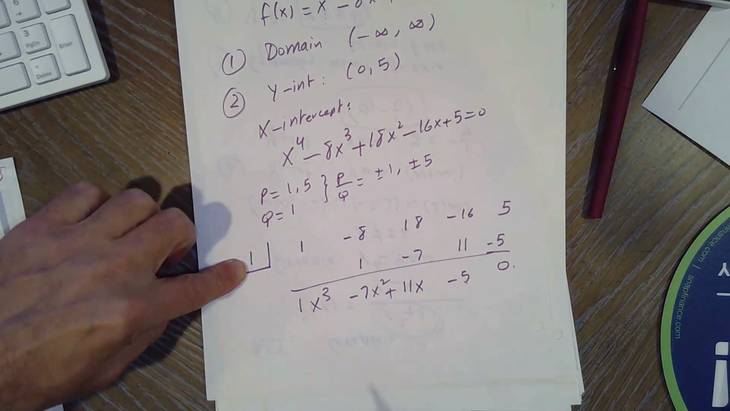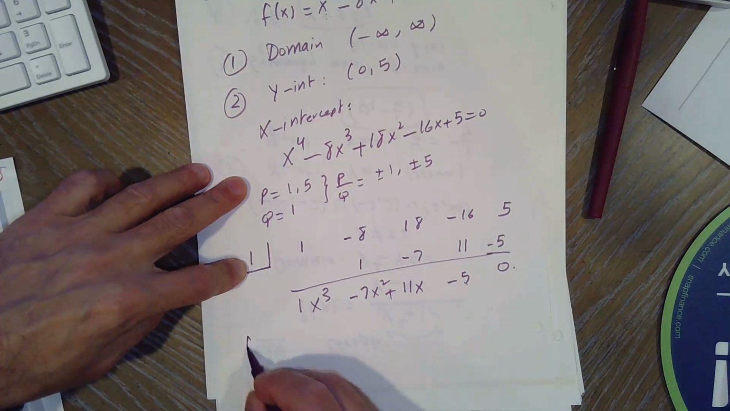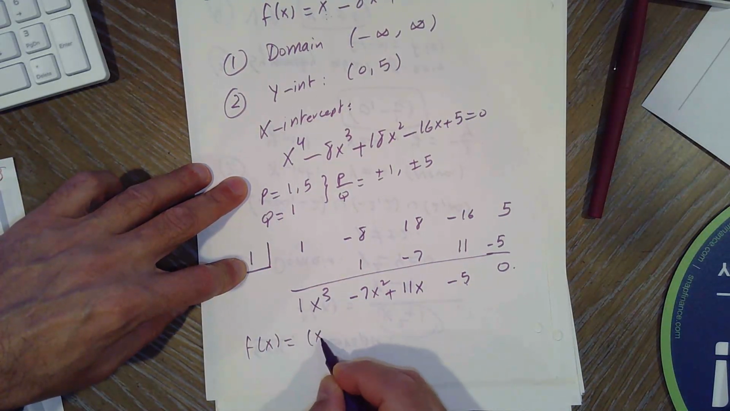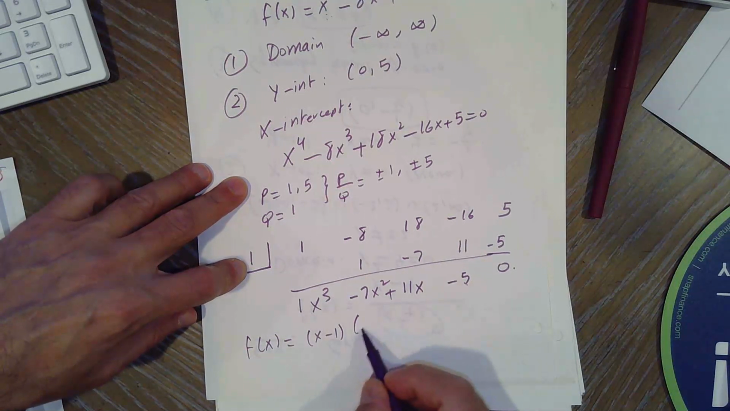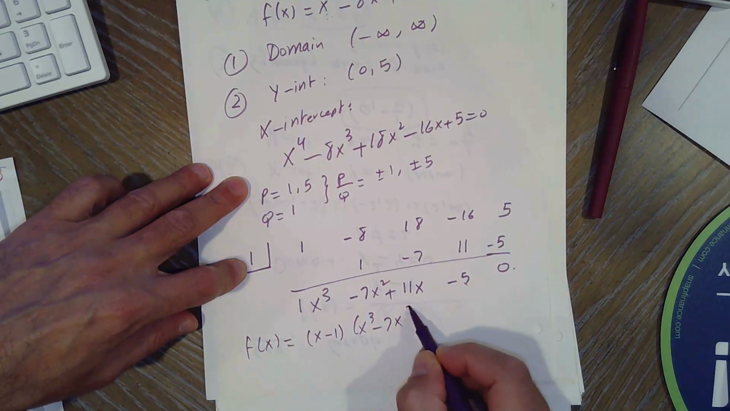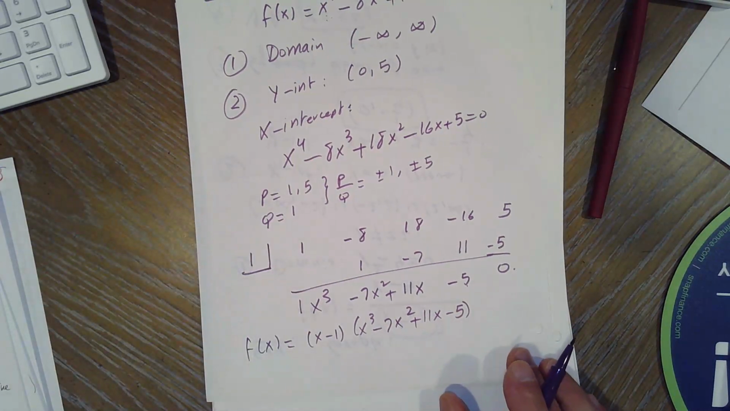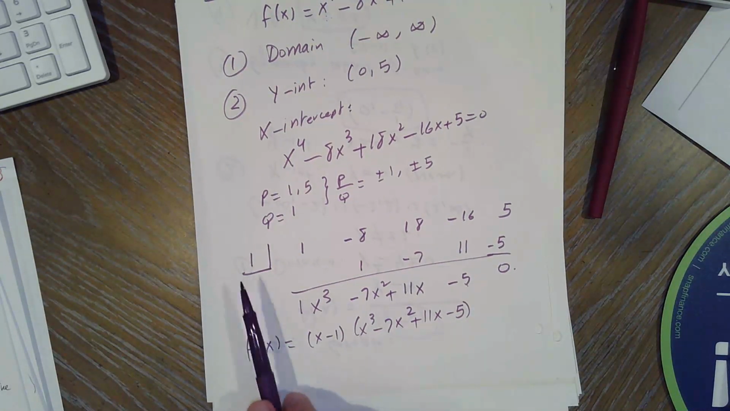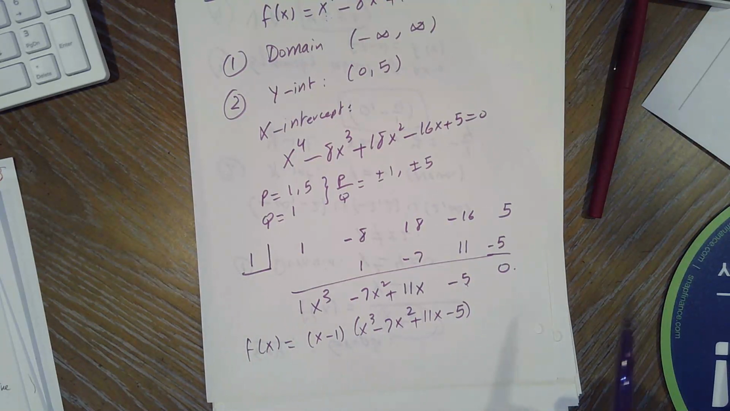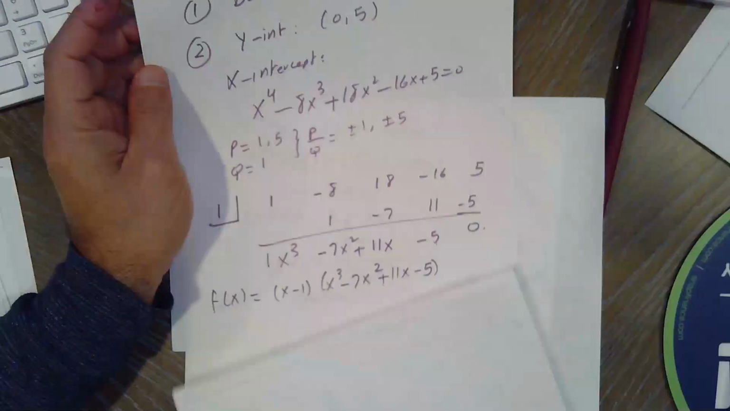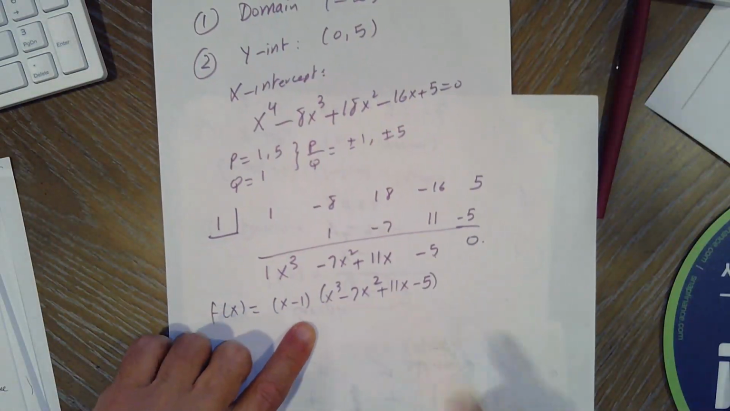So 1 is a 0, that means x minus 1 is a factor, so f of x is going to be x minus 1, and the other factor is right there. Now we need to factor it more to get all the zeros, so we can either use 1 again, it looks like 1 has an odd multiplicity of 3, or we can do 5, because 5 is also a 0. It doesn't matter, but now we're going to divide it by that.